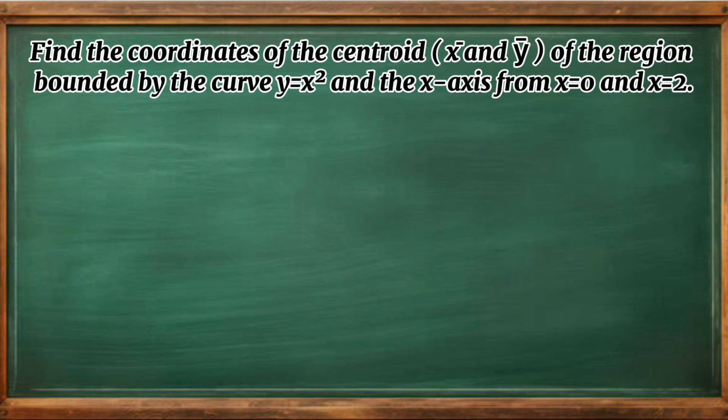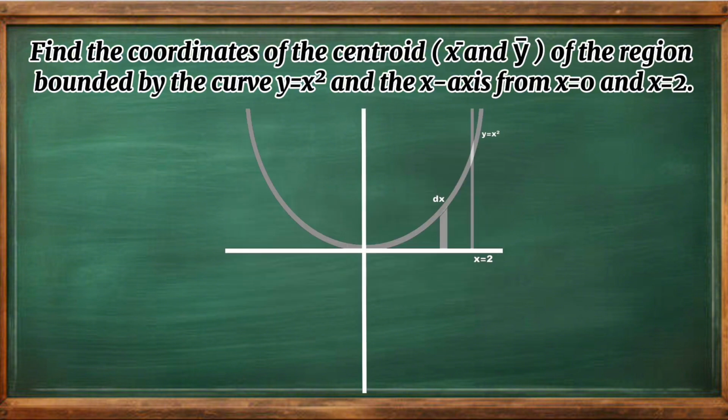Let's try an example. Find the coordinates of the centroid, x-bar and y-bar, of the region bounded by the curve y equals x squared and the x-axis from x equals 0 to x equals 2. First, we must plot our graph.